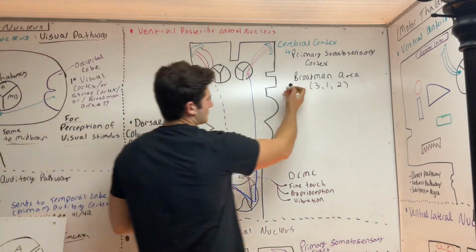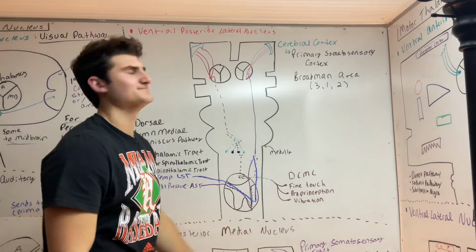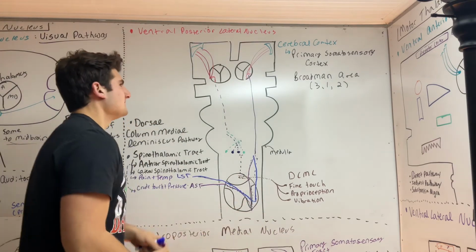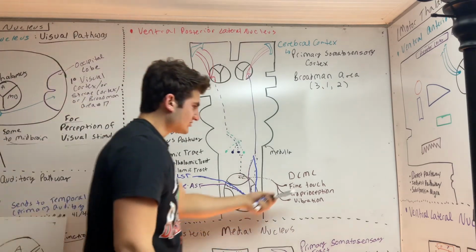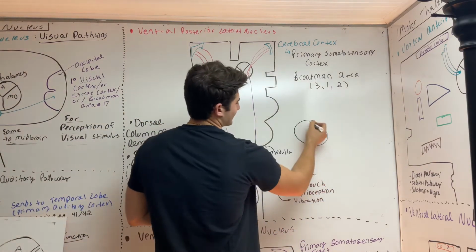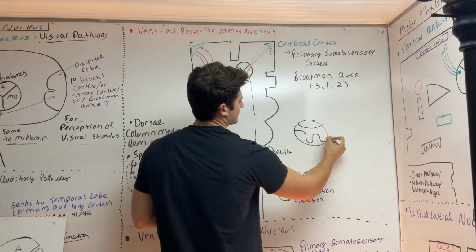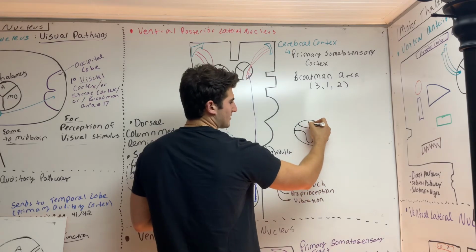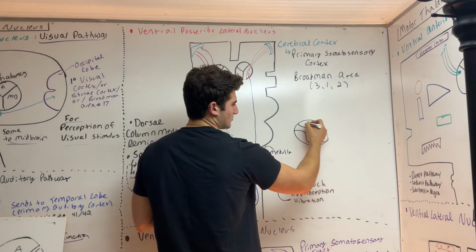Also known as Brodmann's area 3, 1, and 2. Okay. Now, the next one, right? The dorsal column medial lemniscus pathway. What did we say? Where? Let me harp on him again. Where is this guy? Well, we got down Broadway, right? We got 1, 2, 1, 2.